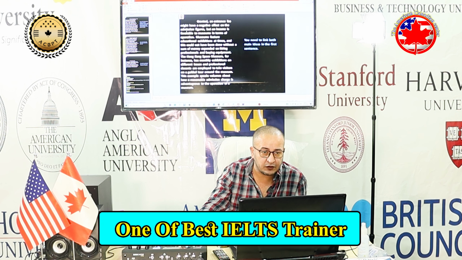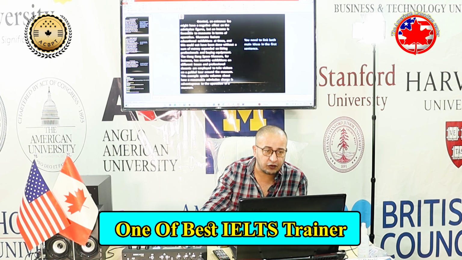Okay? Now, let's move to the opposite paragraph. I mean the second paragraph of the body, which gives an idea which is the opposite of this idea. Granted, an entrance fee might have a negative effect on the admission figures, but an income is favorable to museums in terms of operation.